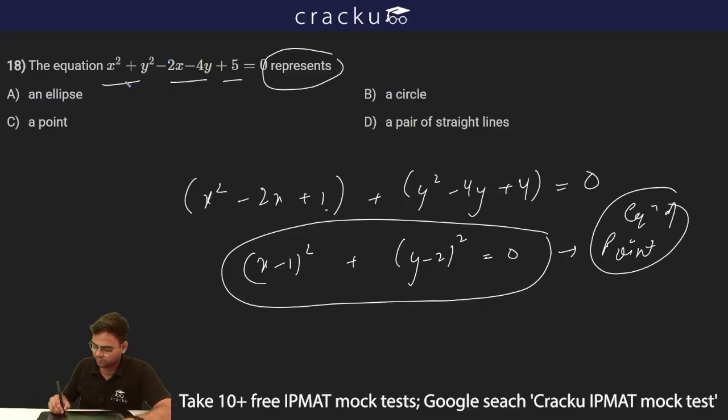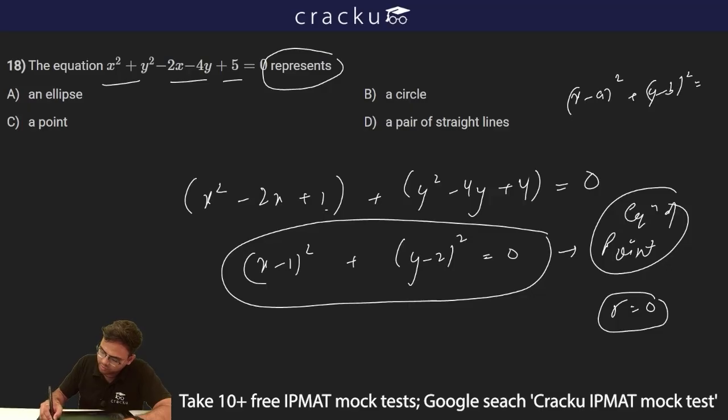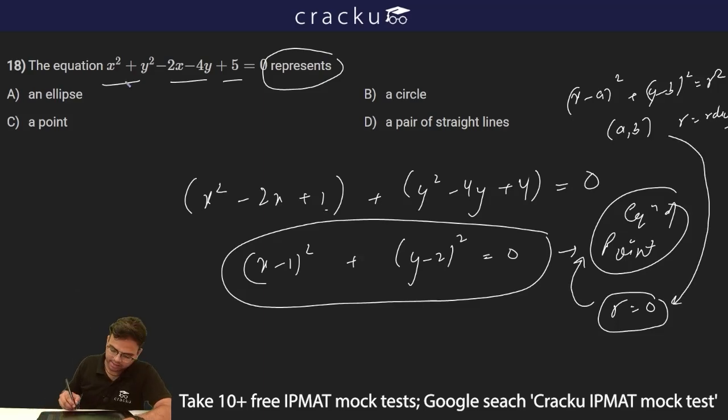And what is the equation of point? Whenever the radius of the circle is 0, that a simple equation like (x minus a) square plus (y minus b) square is equal to r square. This is a circle with (a, b) as center and r as the radius. But whenever r is equal to 0, it is an equation of point, and therefore I can say option C, a point, is the correct answer.